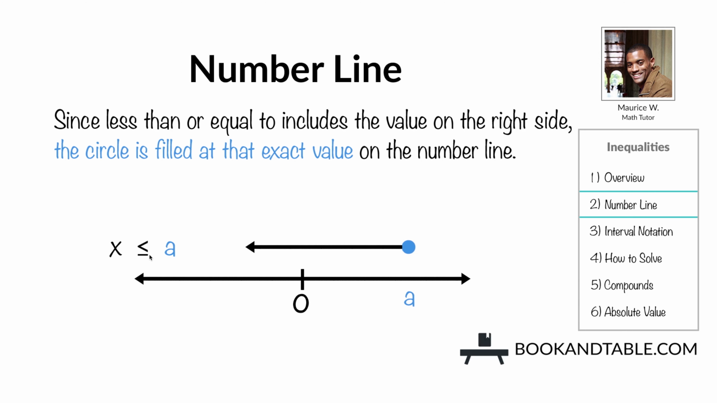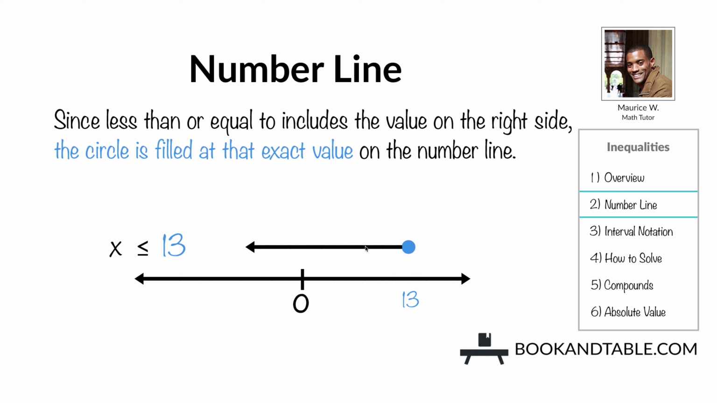Less than or equal to, since it includes the value on the right side, the circle is filled at that exact value on the number line. So x is less than or equal to a is the same arrow, except the circle is filled instead of empty. And again, if we had a number instead of a, let's say we had x is less than or equal to 13, you fill a circle above 13 on the number line, and then you draw an arrow to the left. And this lets you know that the expression has a value of 13 or anything smaller than.